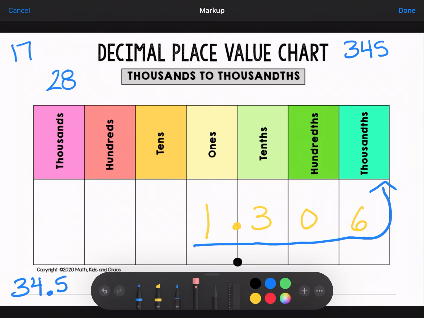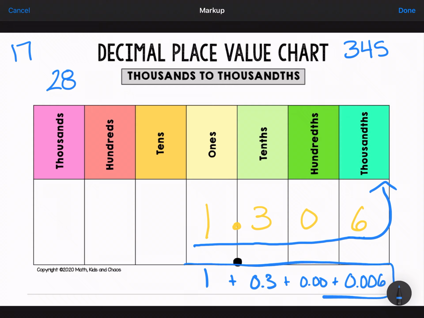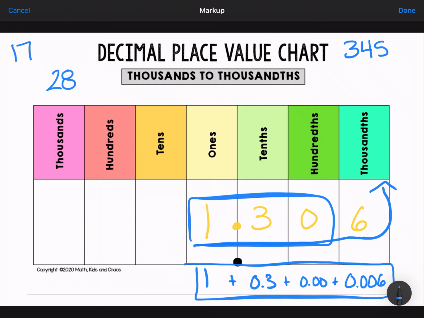If I just ask you about the ones, how many ones do you have? Let me erase down here. How many ones do you have in this number? Only the ones. You could totally look at this number and say, I have 1. How many tenths do you have? I've got 3 tenths. How many hundredths? I have no hundredths. And how many thousandths? I have 6 thousandths. So if we were really breaking it apart, we could look at each place value. But if I ask you how many hundredths, I have 130 hundredths.